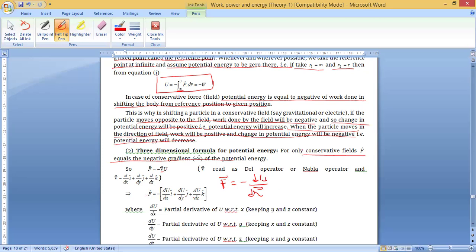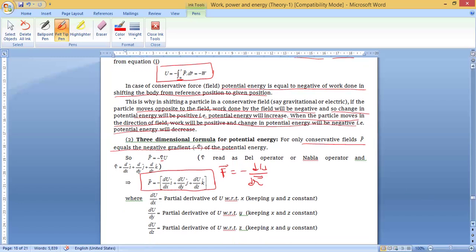So r is x, y, and z. So also we write F is equal to minus du by dx i cap, du by dy j cap, du by dz k cap. So potential energy change with respect to position vector gives a conservative force.